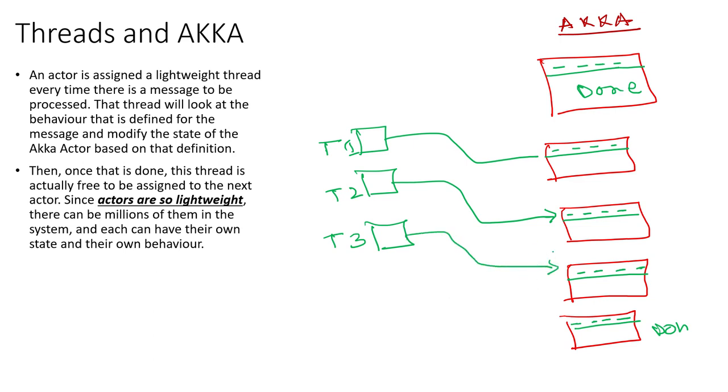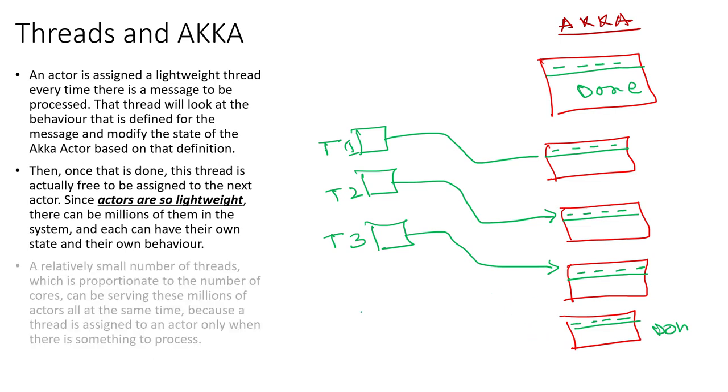Since Akka objects are very lightweight, we can have them in millions depending on the system. A relatively small number of threads, proportionate to the number of cores, can serve these millions of actors all at the same time, because a thread is assigned to an actor only when there is something to process. So the thread manages the life cycle of the Akka object, and Akka objects are very lightweight, so we can have millions of Akka objects.